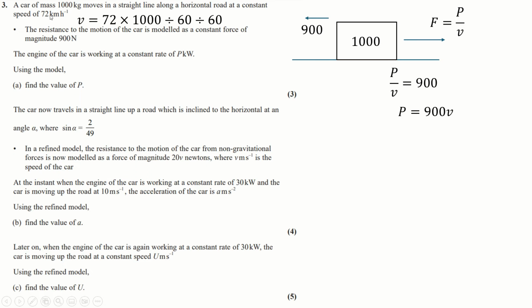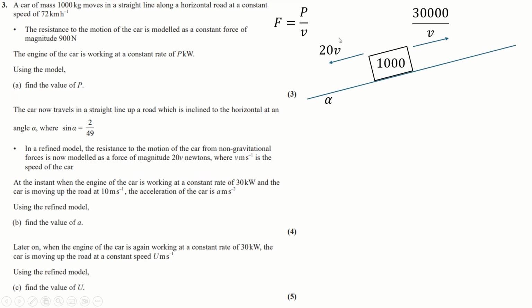So it's going to be 72 times 1,000 to get it to meters, divided by 60, divided by 60 to get it to minutes, and then to seconds. And that equals that. Put that in there and we get this, but that's in wattages or watts. So we times or divide by 1,000 to get P is 18,000 watts, we'll just say.